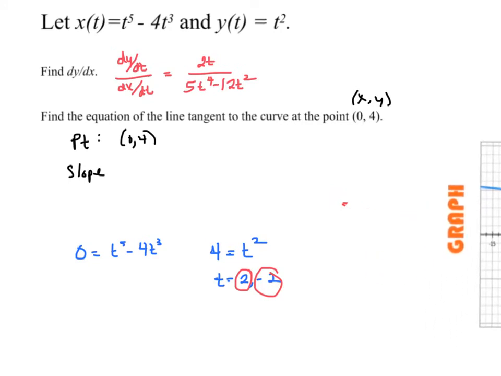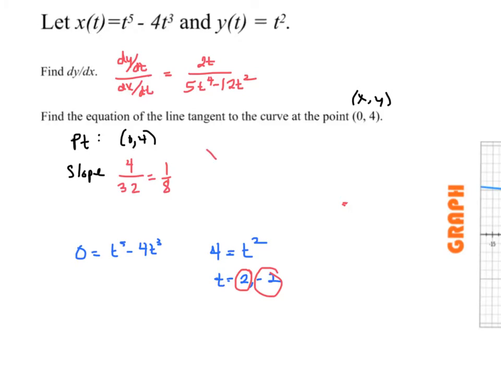So let's plug in 2 to my derivative. So 2 times 2 is 4. I'm just going to write this down to keep a note to myself. 4 over, plug this in, 5 times 2 to the fourth, so 5 times 16 is 80, minus 12 times 4, so 80 minus 48 is 32. Well, 4 over 32 is 1/8.